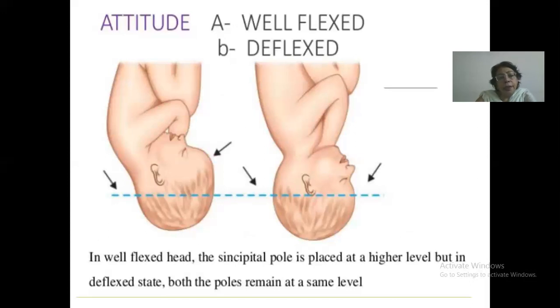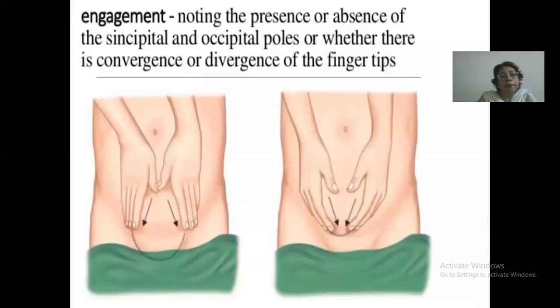Now this will tell you whether the attitude of flexion of the head is maintained or not. Now this is showing the head. In a well-flexed head, in the first diagram, the sinciput is placed at a higher level as compared to the occiput. In the deflexed state, both the poles remain at the same level. So in the second diagram, you can see that the occiput and sinciput are at the same level, and in the first, the sinciput is lower than the occiput.